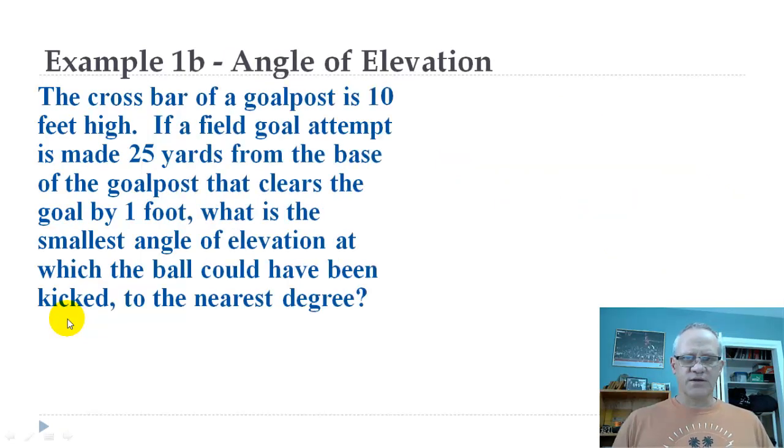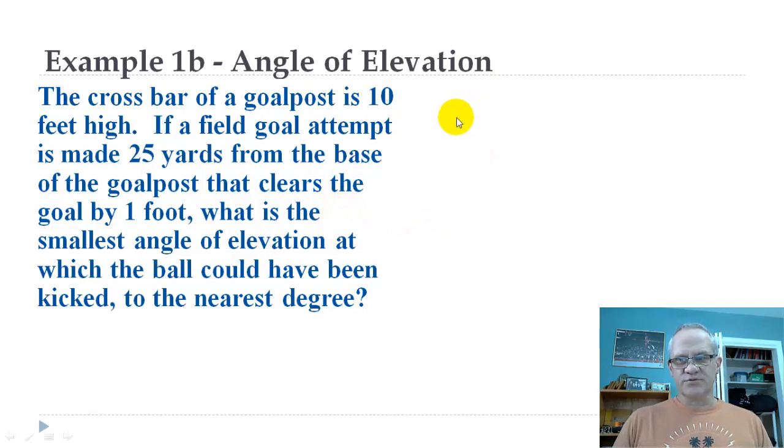Okay, next one. The crossbar of a goal post is 10 feet high. If a field goal attempt is made 25 yards from the base of the goal post and it clears the goal post by 1 foot, what is the smallest angle of elevation at which the ball could have been kicked, to the nearest degree?